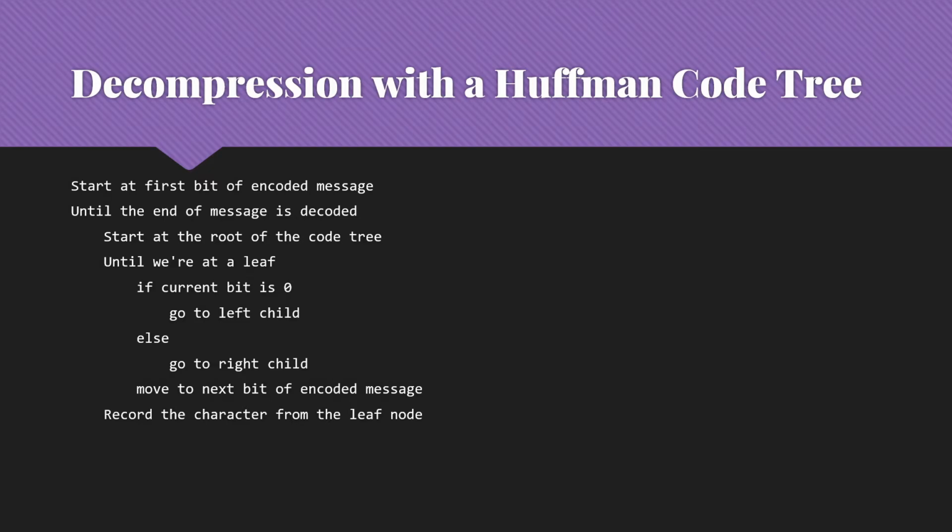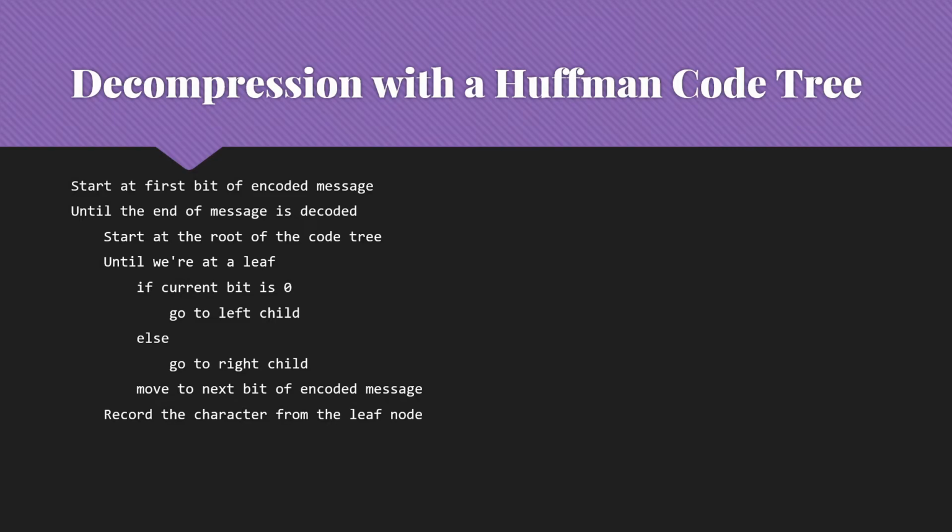Now on this end, we don't bother with the table. We only use the tree that we were using. So what we're going to do is start at the first bit of the encoded message. And until we have decoded the end of message character, we're going to start at the root of the code tree. And until we're at a leaf, we're going to go left if we've got a 0, right if we've got a 1, and go to the next bit. When we get to the leaf, we're going to record that character. We've gotten to the end of a code that represented a character. So we say, okay, we got that character. Let's go start over at the root for the next character.